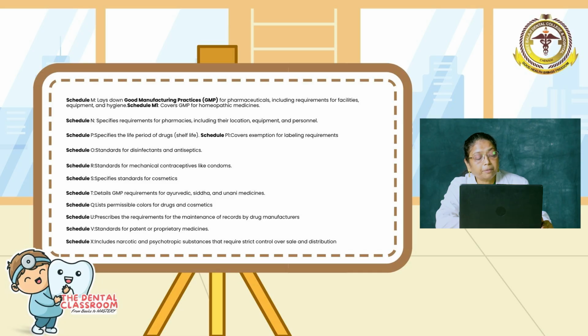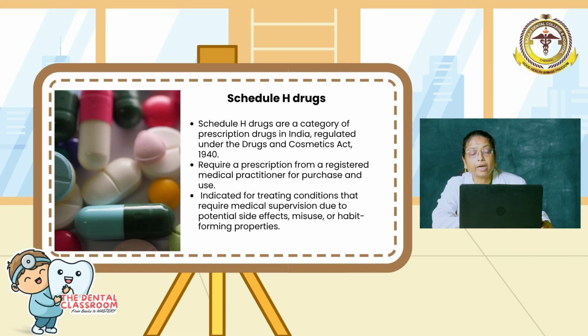Schedule T details the GMP requirement for Ayurvedic, Siddha and Unani medicines. Schedule U prescribes the requirements for maintenance of records by drug manufacturers. Schedule V stands for patent or proprietary medicines. Schedule X includes narcotics and psychotropic substances that require strict control over sales and distribution.